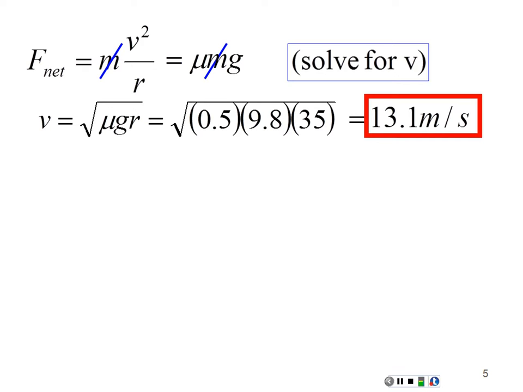If you were a civil engineer, then you would design or at least put up signs saying you can't go faster than 30 miles per hour on this curve in dry conditions.